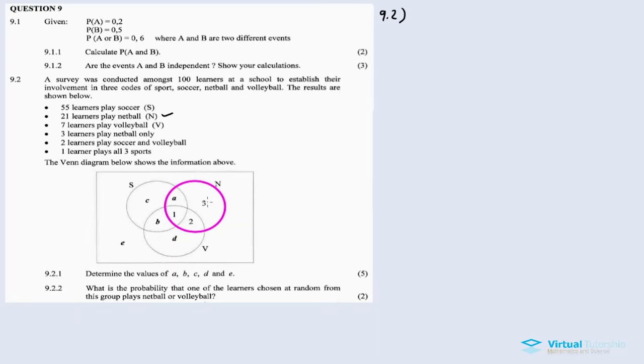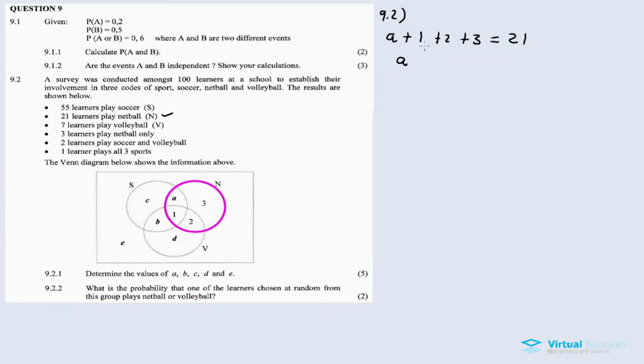So when I add this 3, this 2, this 1 and A, I should get 21, right? So look, when I add A, 1, 2 and 3, I should get 21 because 21 learners play in netball. So let's calculate A. This is the thing I was talking about: in order to find the unknown, you need to set up an equation. This plus this plus this plus this equals that. On an equation, now you can calculate A, the unknown.